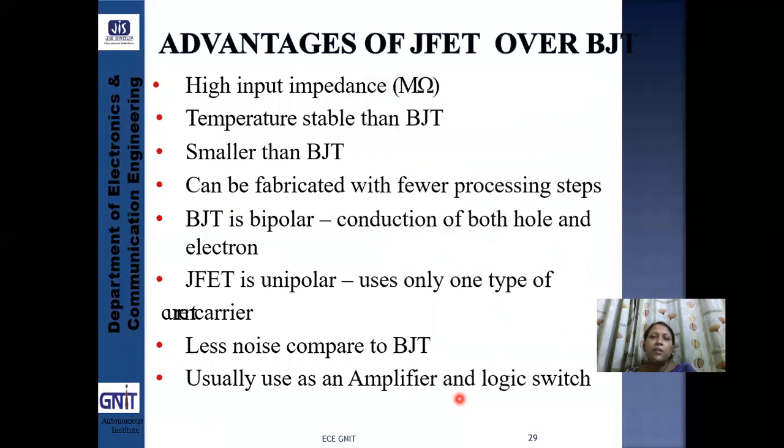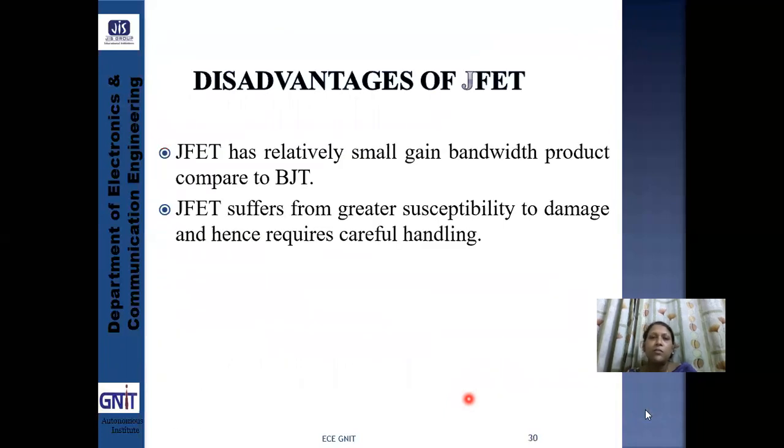So these are the advantages of JFET over BJT. It has high input impedance and is more temperature stable than BJT. It is smaller in size and it's unipolar. It can be fabricated with fewer fabrication steps. BJT is bipolar, with conduction of both holes and electrons. JFET is unipolar, with less noise compared to BJT as it consists of only a single type of carrier, and is usually used as an amplifier and logic switch.